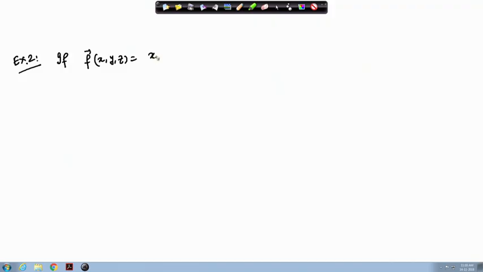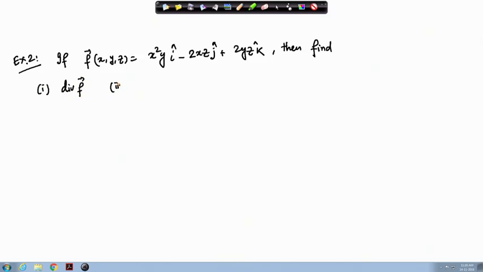The example states that if our vector function f(x, y, z) equals x square y times i minus 2 x z times j plus 2 y z times k, then find first the divergence of f, then the curl of f, and then the third one is the curl of the curl of f.